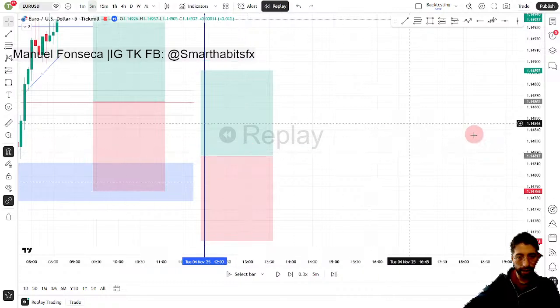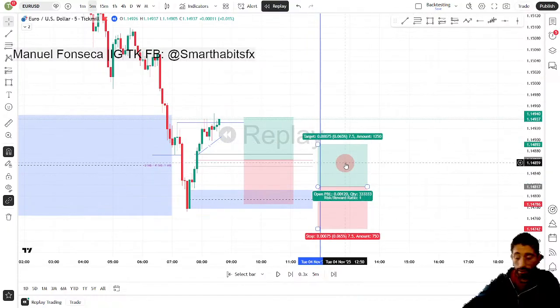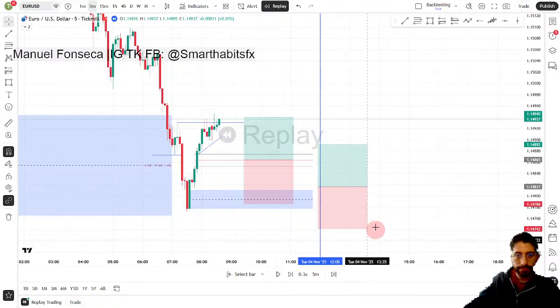So the amount of money I risk by each order, here it will be, it depends. The calculation should be 1% of the account. Let's see what actually happens.